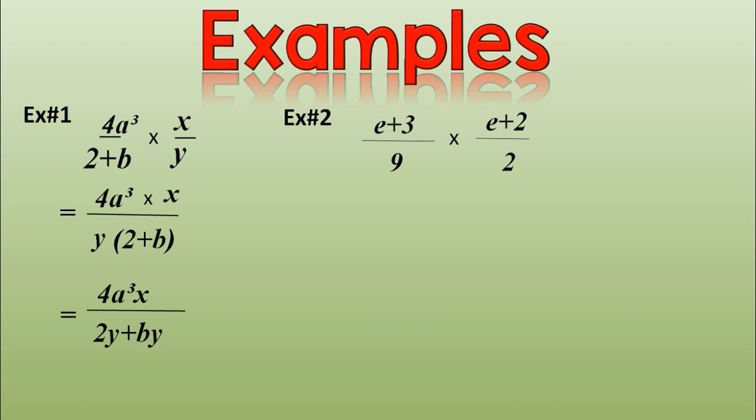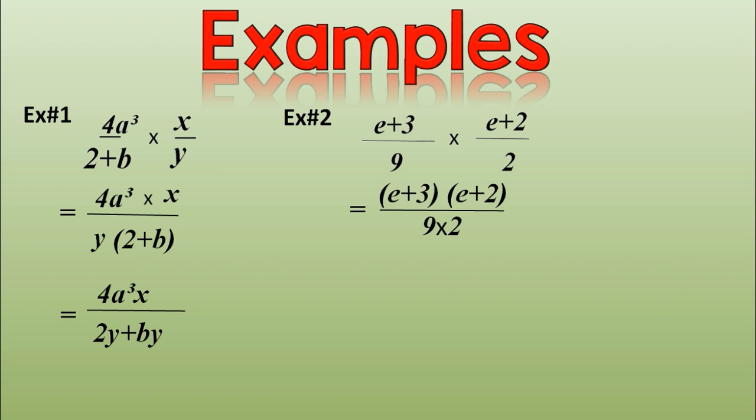Example number 2. In this example, we have two algebraic expressions e plus 3 and e plus 2 in the numerators of both of the fractions. So we will just multiply them following method number 3 of expanding algebraic expressions.